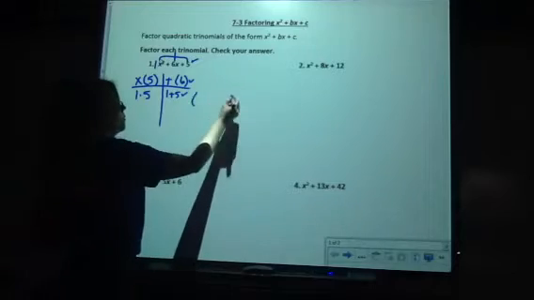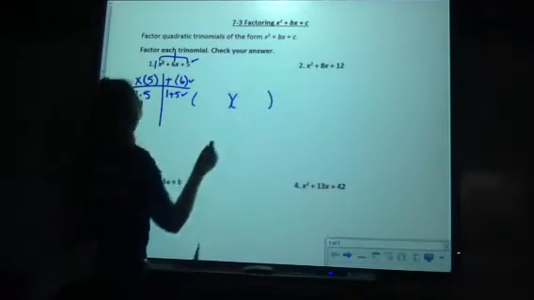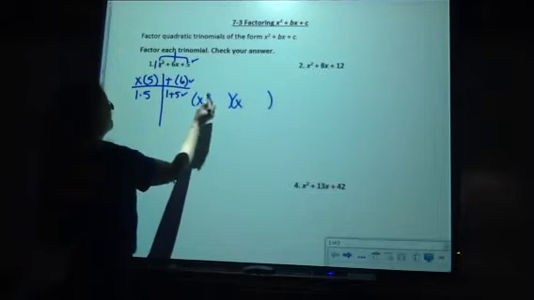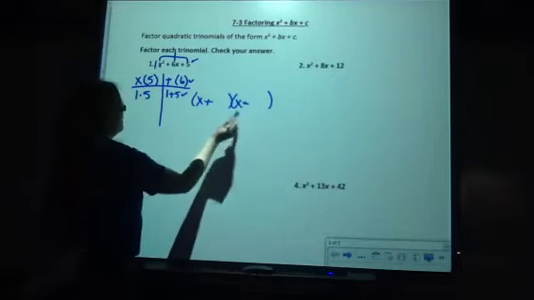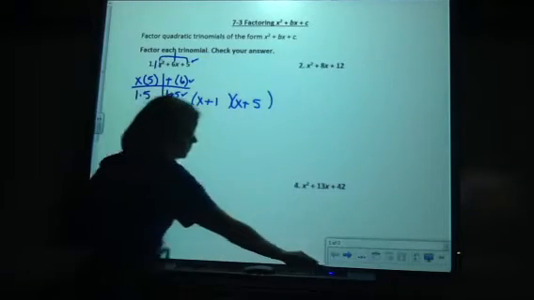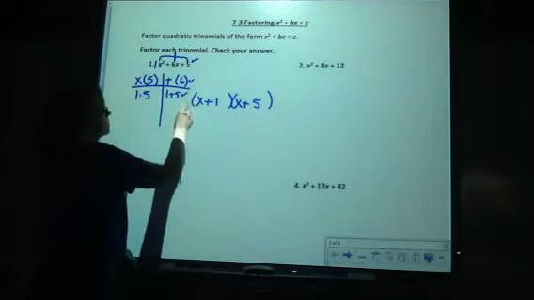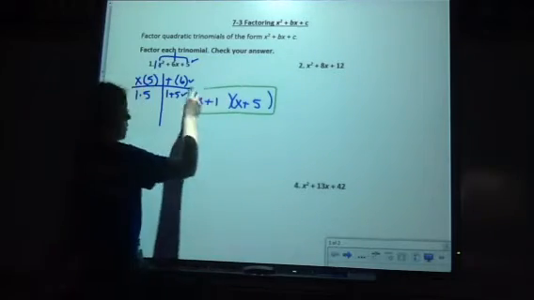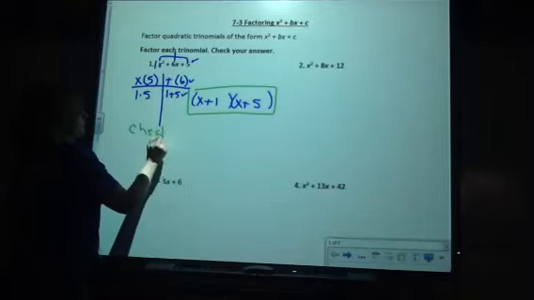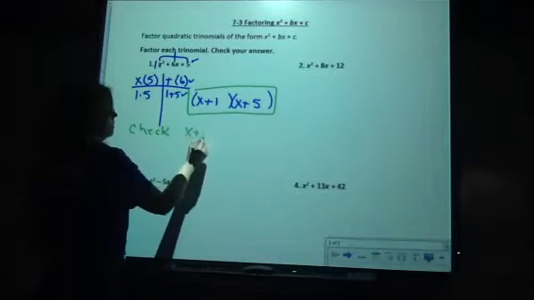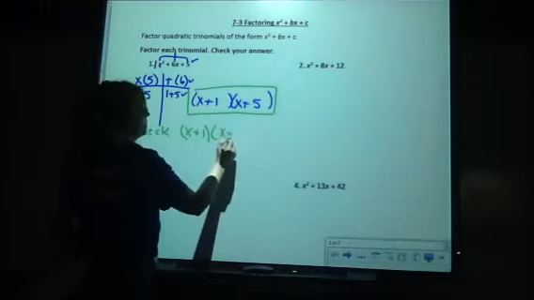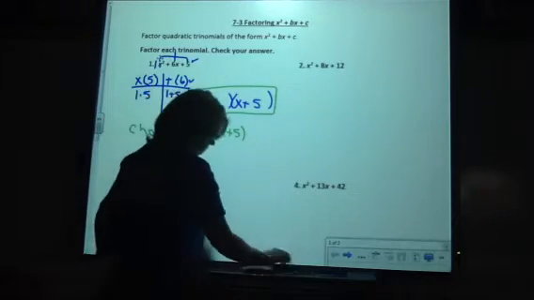So when you factor this, we have x squared, so that's x plus, because they're both positive, a 1 and a 5. Now, here's our answer. But what I want you to do is check it by using FOIL. Or if you would rather distribute, that's fine. Most of you like FOIL.